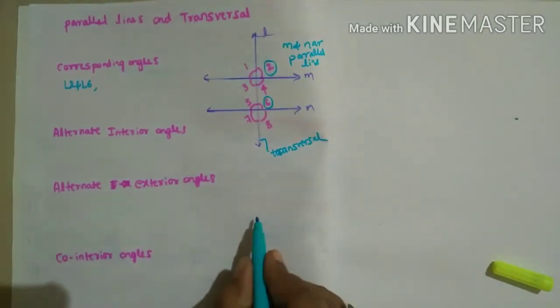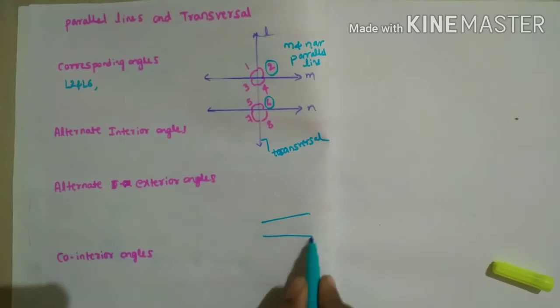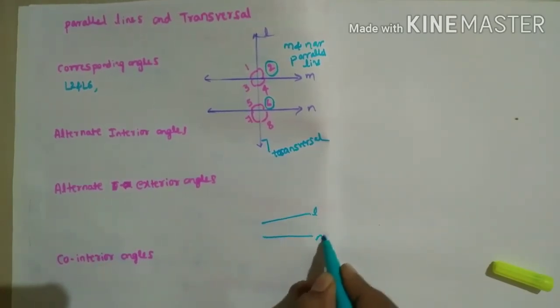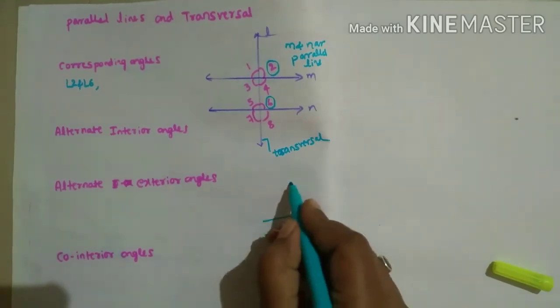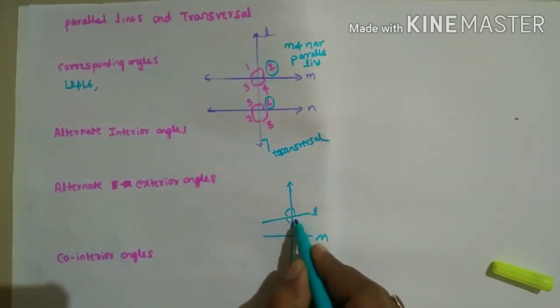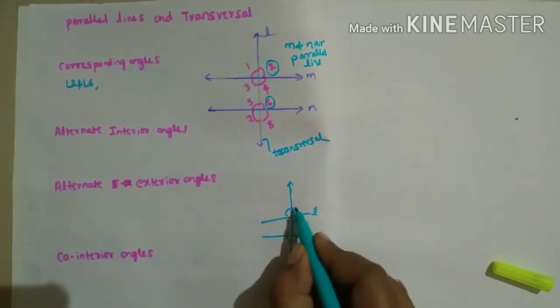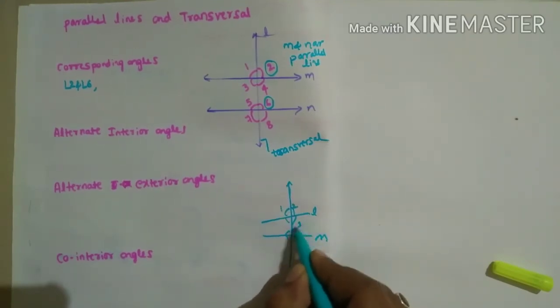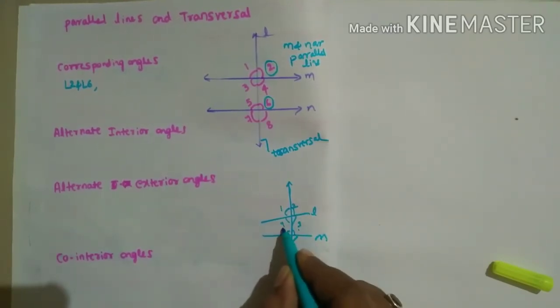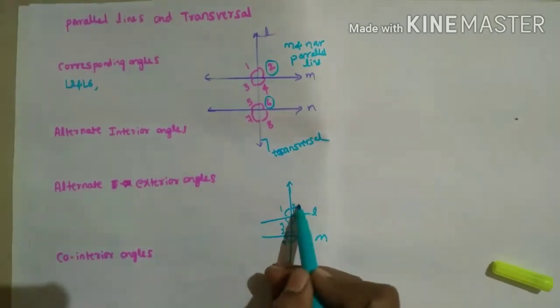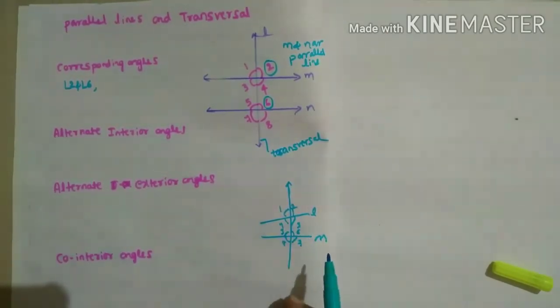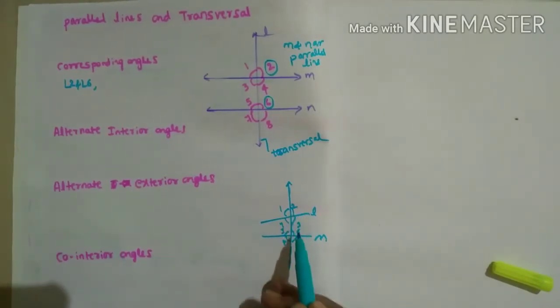You are going to get two lines, L and M. Just observe, these L and M are not parallel lines, but you are going to get the angles here also, like this: 1, 2, 3, 4, 5, 6, 7, 8. We can say 2 and 6 are corresponding angles, but we can't say 2 is equal to 6.